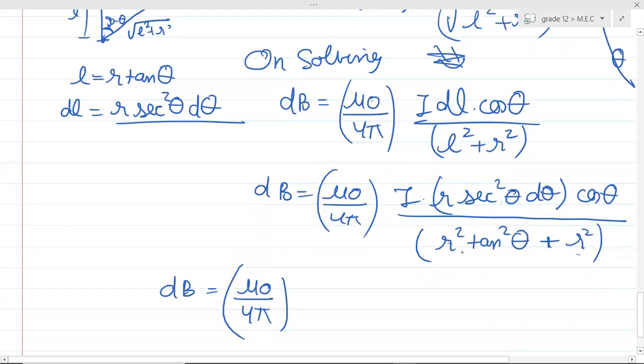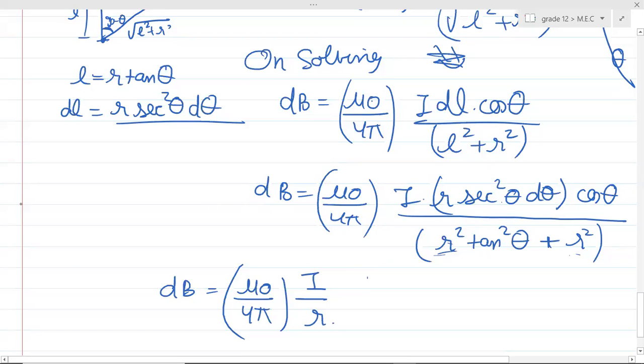Take r square common from the denominator and cancel with 1 r in the numerator. So only what will be remaining in the numerator? I in the numerator and 1 r in the denominator. And what else will be remaining? Can you see sec square theta and cos theta? So can I cancel 1 sec theta with cos theta?